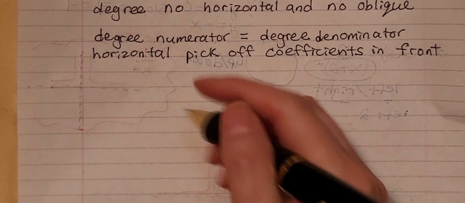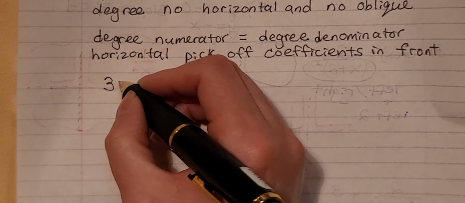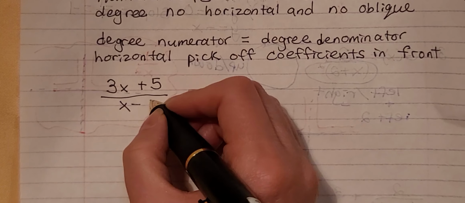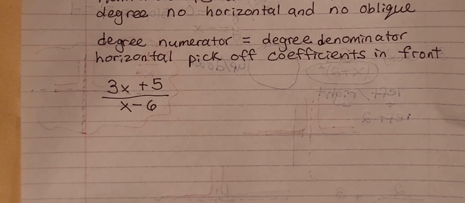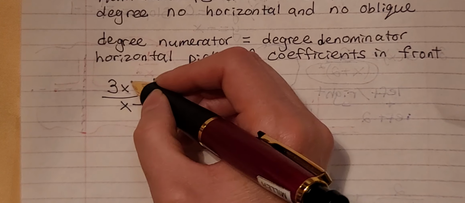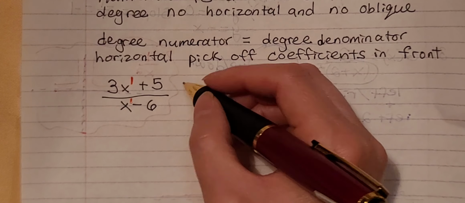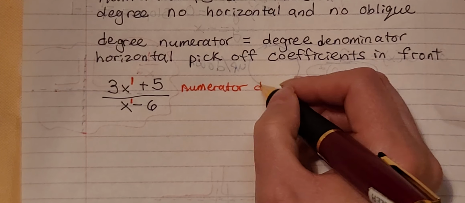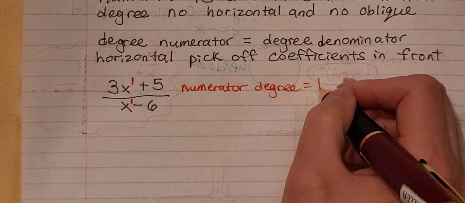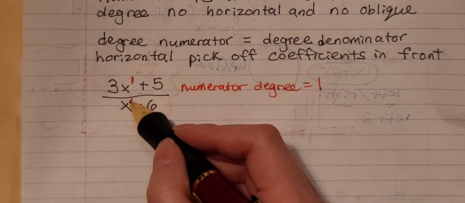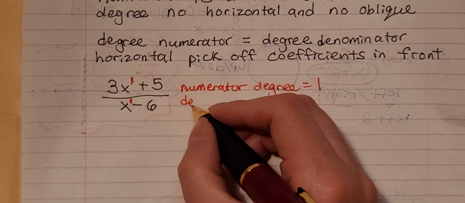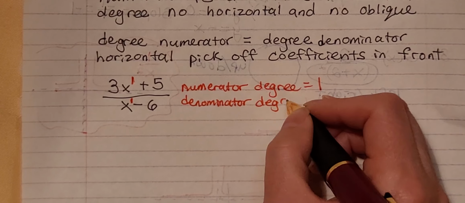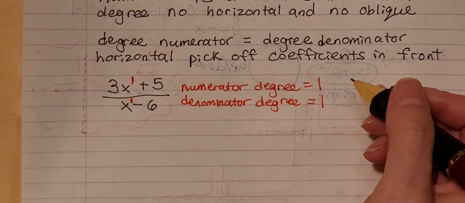Okay, so 42 says we have 3x plus 5 divided by x minus 6. So what you need to do is look at these degrees. So you're looking at the exponents in the front. So the degree on the numerator is 1 right here. Then you want to do the degree on the denominator. And that is also 1.